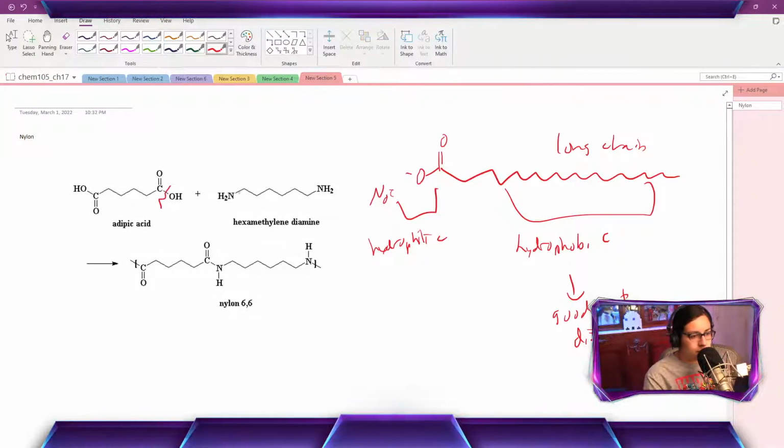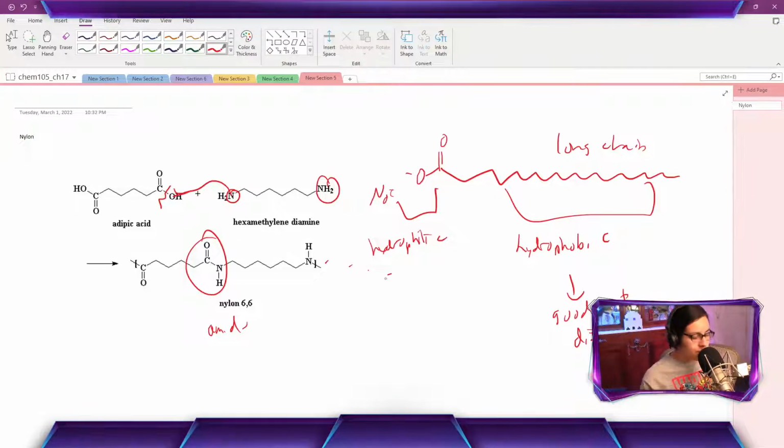So we can lose this, attach our amine there, so you see that to make our amide groups here. But then on this one, it's going to react with another end. And so it can just keep going and going. And that's how we make pantyhose.